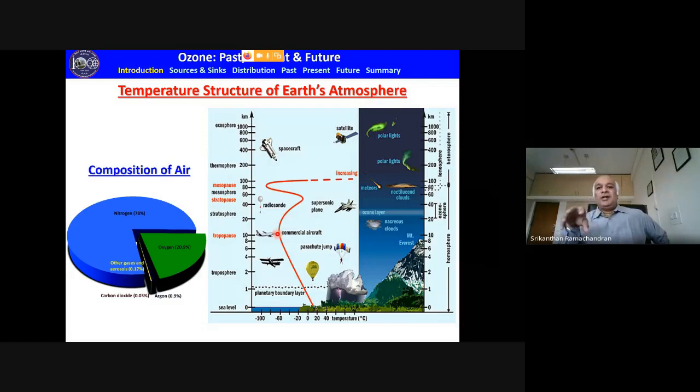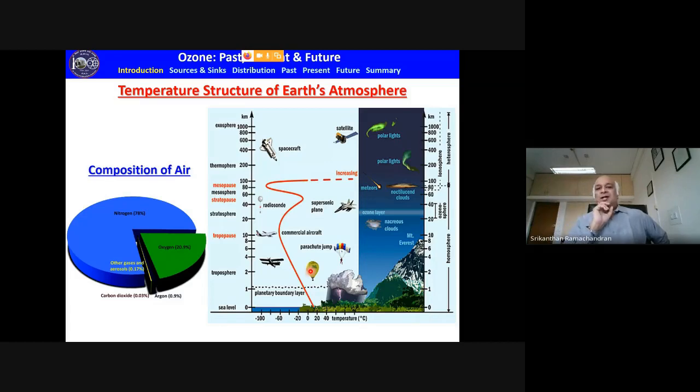You also see the various natural phenomena that occur in the Earth's atmosphere as a function of altitude on the right hand side. You also see some of the instruments or platforms that we use generally to study the structure of the constituents of the Earth's atmosphere.